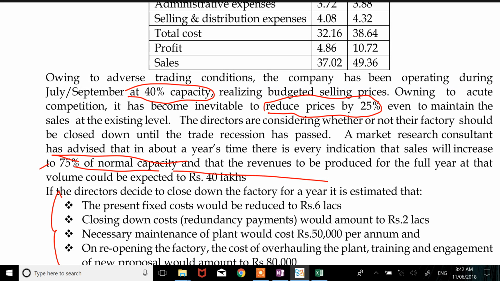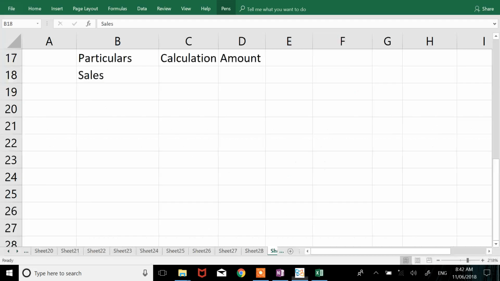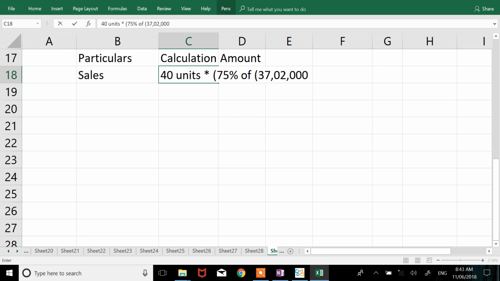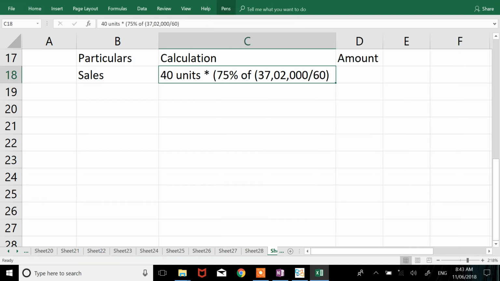$46,275. Basic calculation is 37,02,000 divided by 60 is the selling price. From there you remove 25%. So 40 units into 75% of 37,02,000 divided by 60. Why 75%? You are reducing the price by 25%.